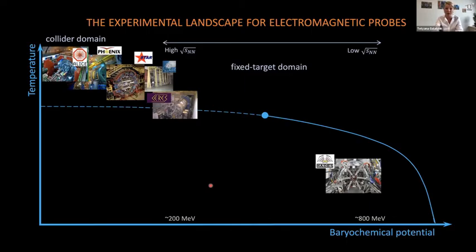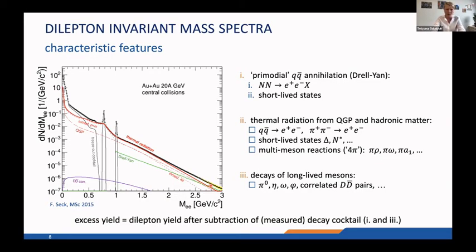How do we do this with dileptons? We measure the so-called invariant mass distribution of electrons and positrons. And of course, there are many sources which contribute to such dilepton invariant mass spectra. And here I listed them.